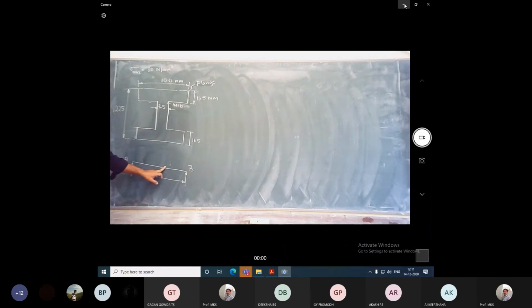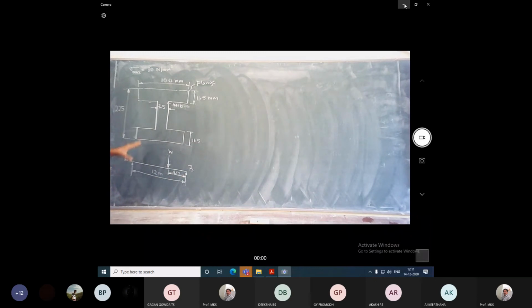Then there is a load. The load acting on the beam, we call it W. W is the load acting on the beam. This load is at a distance of 4 meters from any of the supports. You can take it to either the right hand or the left hand. The load is at a distance of 4 meters from one of the supports. You can take it from A or B.